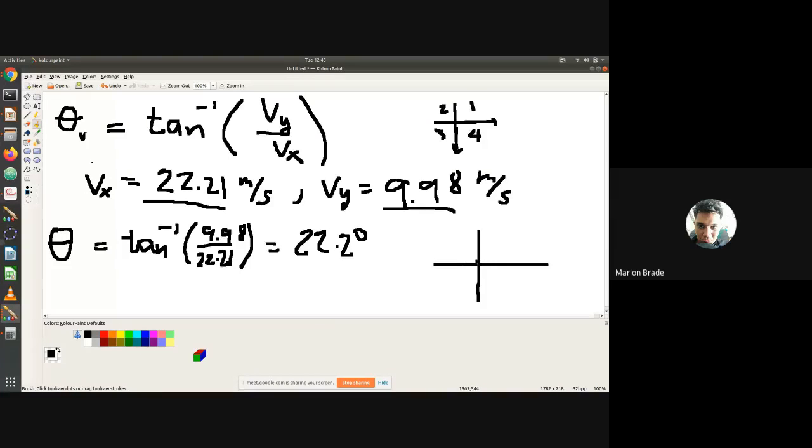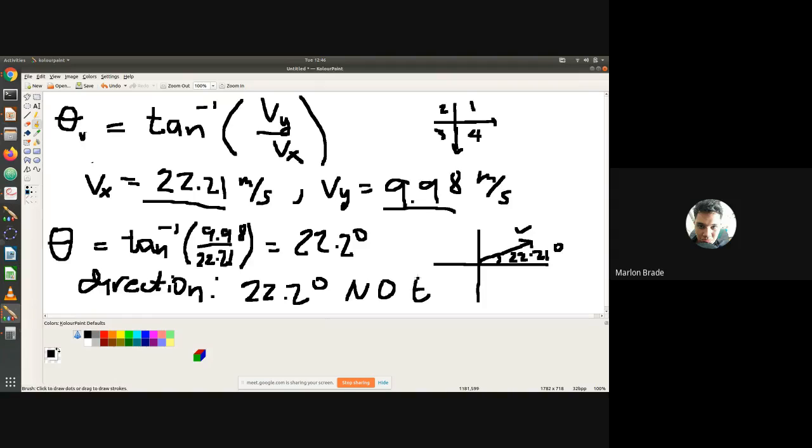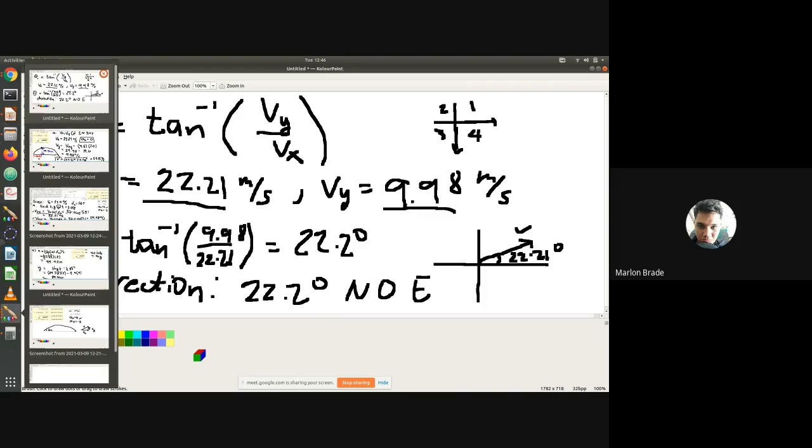So this is it: this is your V, and this theta over here is 22.21 degrees. So the direction is 22.2 degrees north of east, right? Okay. So yeah, that finishes letter A.